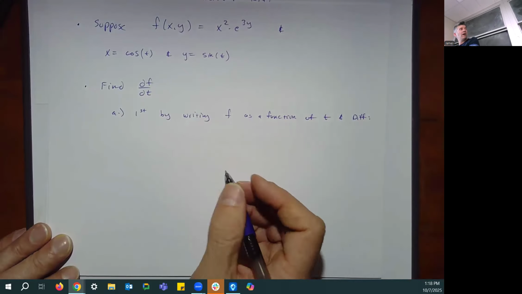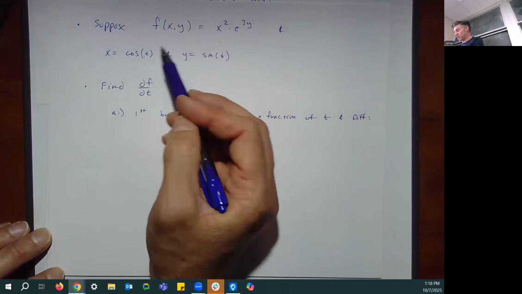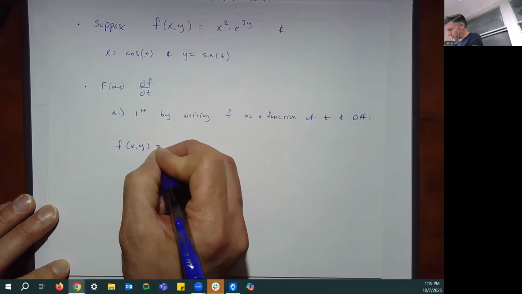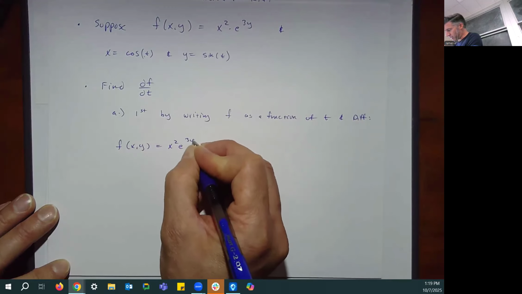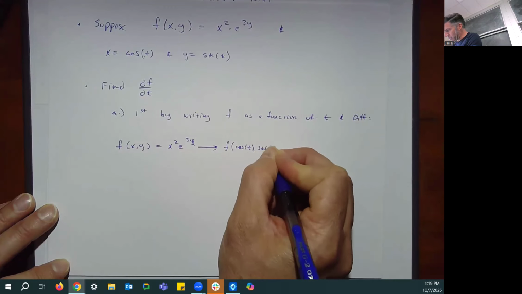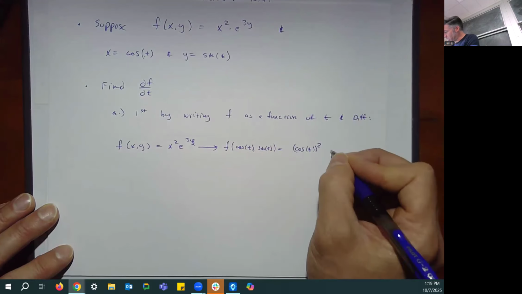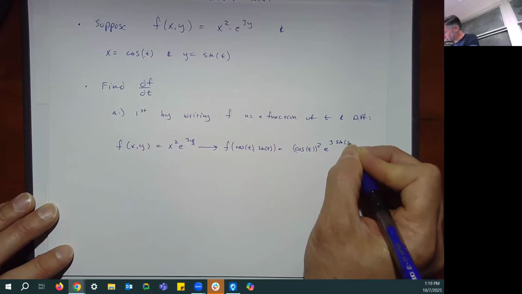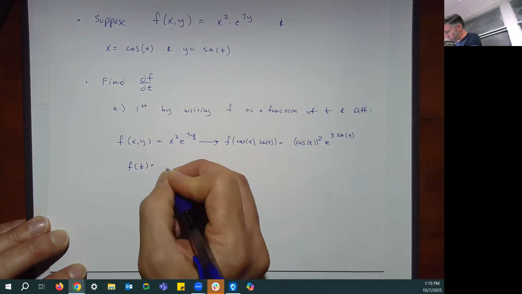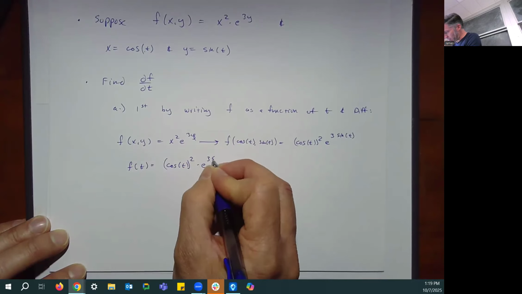It's not too hard to write f as a function of t. We're just going to replace the x with cosine of t and the y with sine of t. So our f of x comma y equal to x squared e to the 3y becomes f of cosine t, sine t equal to cosine of t squared times e to the 3 sine of t. I guess I should have written f of t here. So our f of t is equal to cosine of t squared times e to the 3 sine of t.